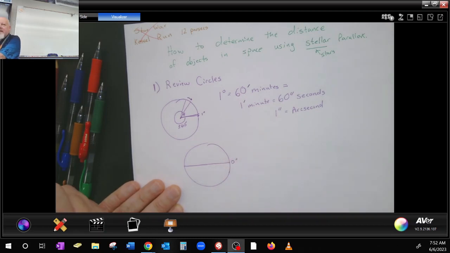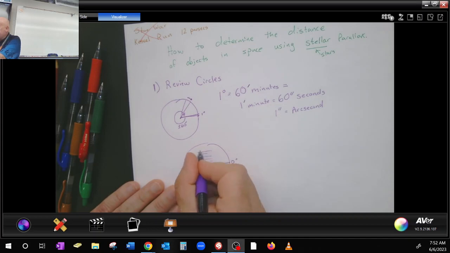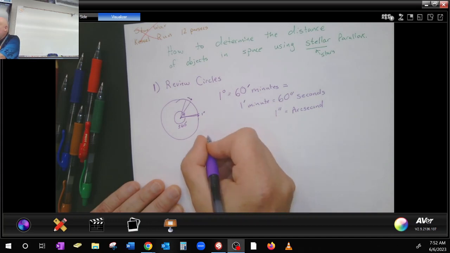0 degrees is the latitude of the equator. Latitudes, remember, are the lines that travel east and west. They tell you how far north and south you are. The North Pole is going to be 90 degrees.